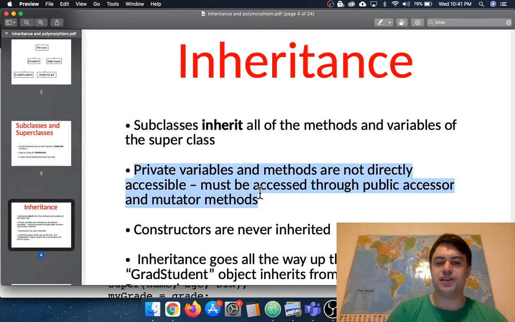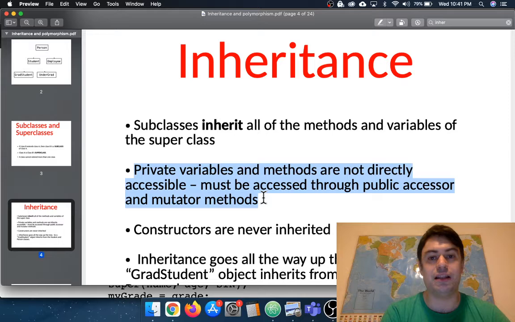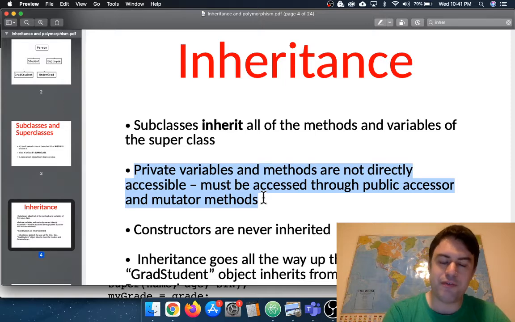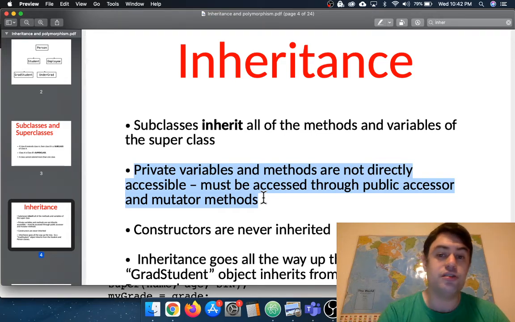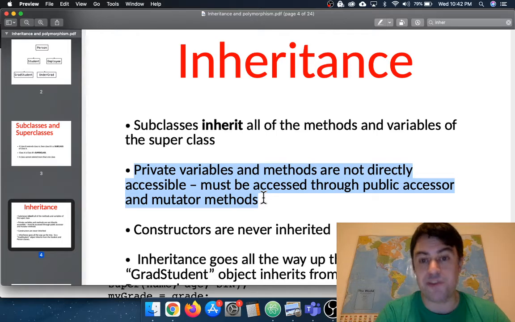It's important to understand that private variables and private methods are inherited, but they are not directly accessible by the subclass. And that tracks with our definition of private. Remember, private means that classes outside of this class cannot directly access them. So a subclass is outside of a superclass. They're not in the same class, right? They're outside of each other. So that means the rules for private hold up even for subclasses.